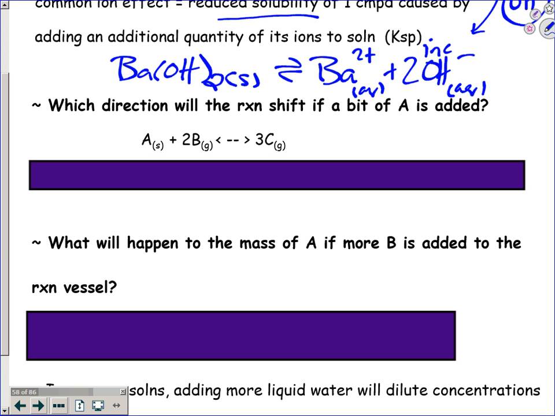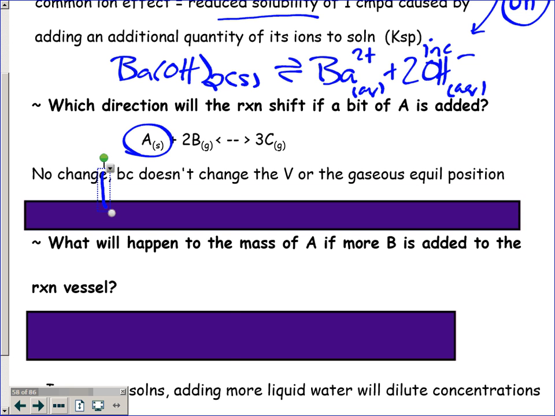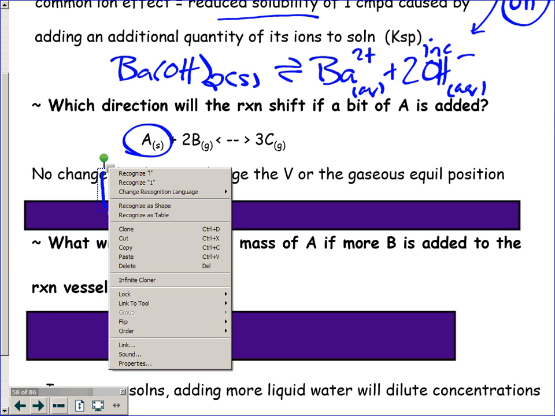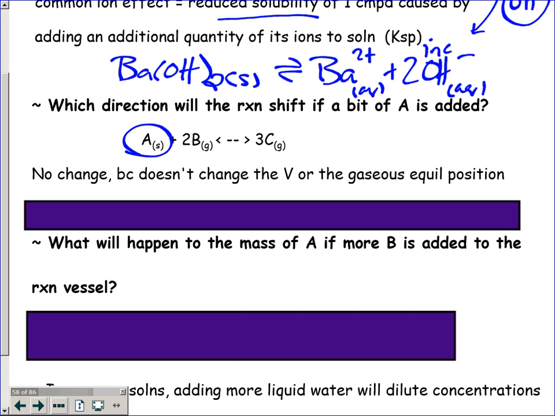No, you're thinking about the common ion effect. This is not an ion one. This is all gas and solid. Those would have the aqueous. But I like how she's thinking outside the box, because the answer is no shift. Okay, why? It's a solid, or solids in the equilibrium expression. Do they impact many things? That's sneaky and low, I know, but no. It does not impact the equilibrium, because this is all gaseous and you don't have solids in the equilibrium. Okay? What happens to the mass of A if more B is added to that reaction vessel?